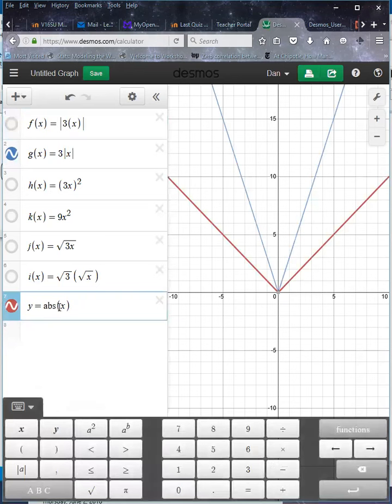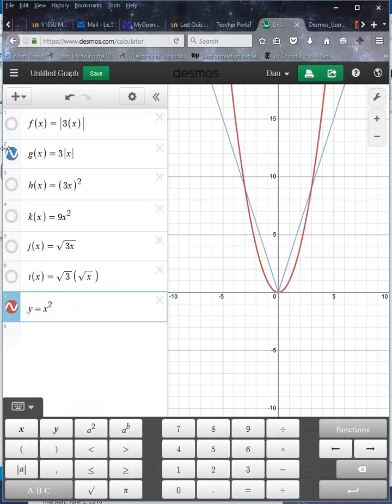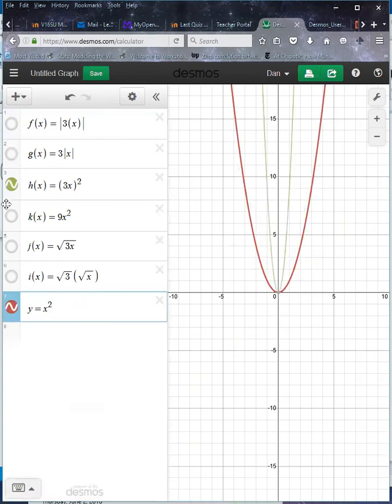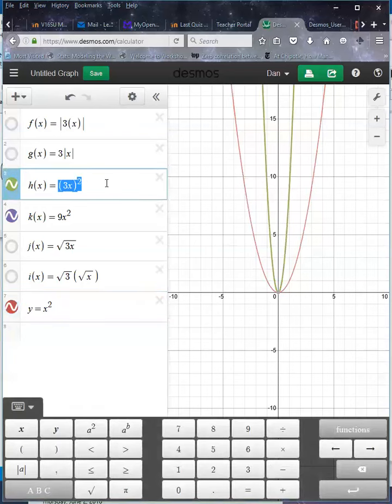So let's go to this parabola now, and turn off that and turn on these two. So we see a parabola for the h of x function. I see a parabola that's been compressed horizontally by a factor of 3, or it only takes 1/3 of the space to grow that fast.